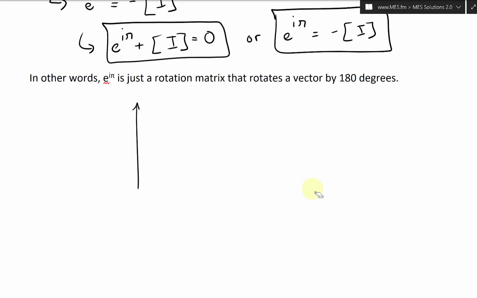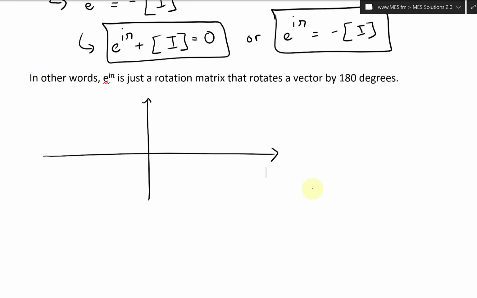So this is the x, this is the y, and let's say you have an arrow that's on the axis. Let's say you have the vector A, and here's the origin. It starts from the origin, goes to here, and now you're going to rotate this by 180 degrees. 180 degrees is just equal to pi radians.